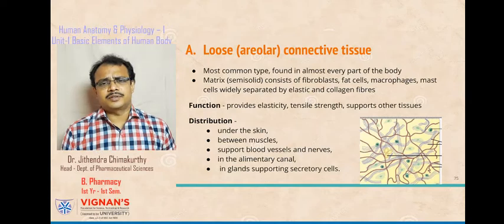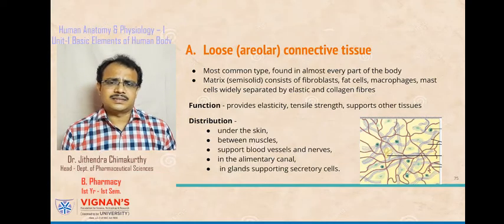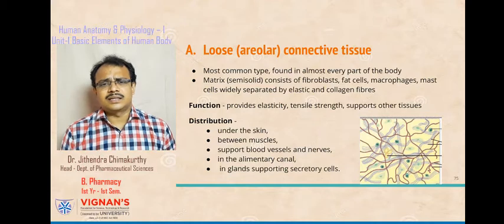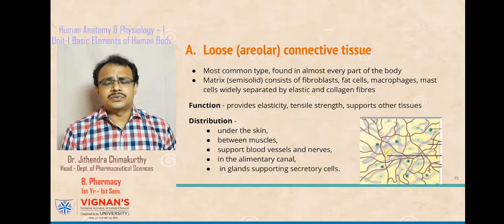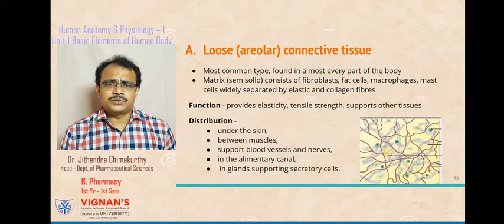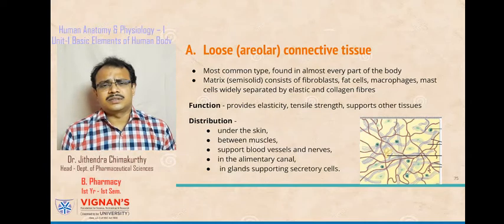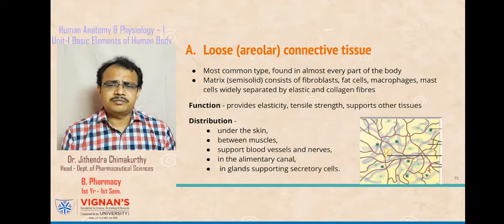It consists of various cells such as fibroblasts, macrophages, adipocytes, and mast cells, which are dispersed apart with elastic and collagen fibers in the matrix. And this intercellular matrix is semi-solid in nature in the loose connective tissue, which gives adequate elasticity and tensile strength to the tissue. Now let's see about the distribution of this loose connective tissue.